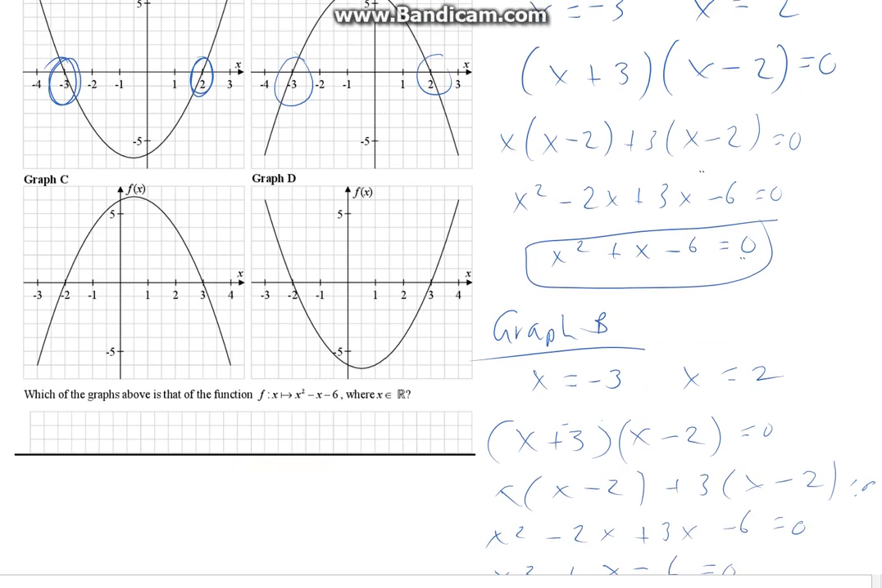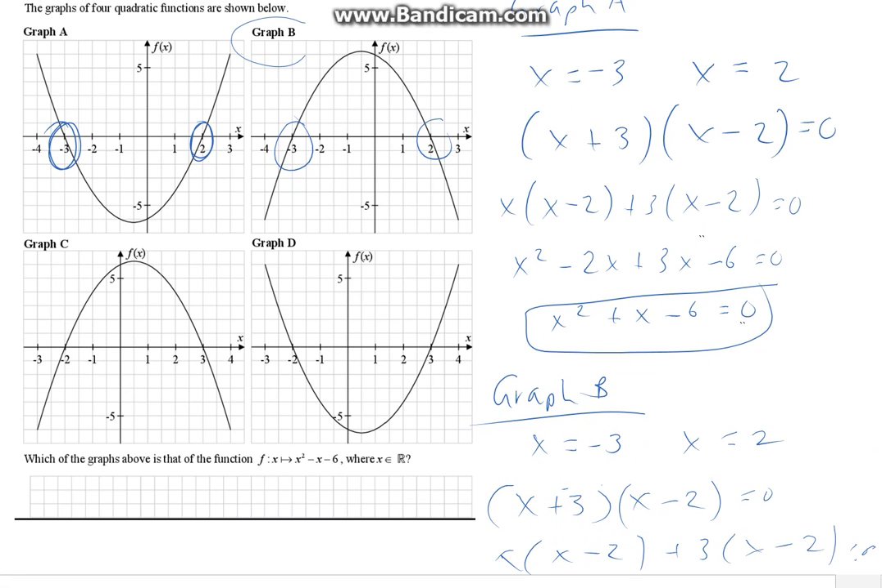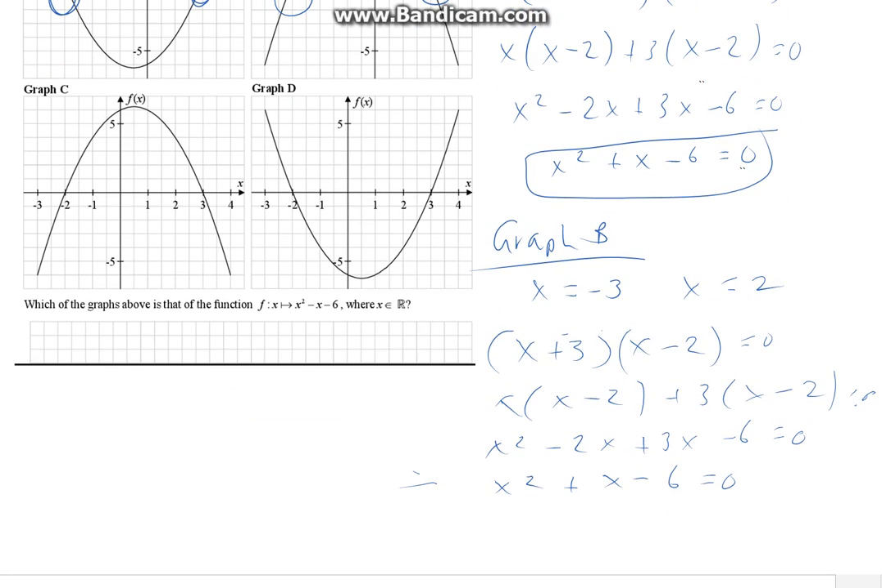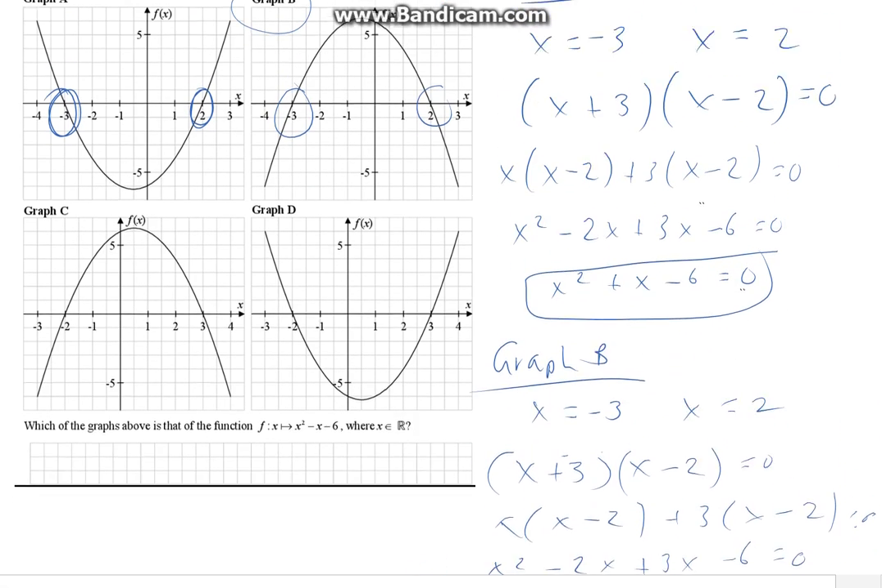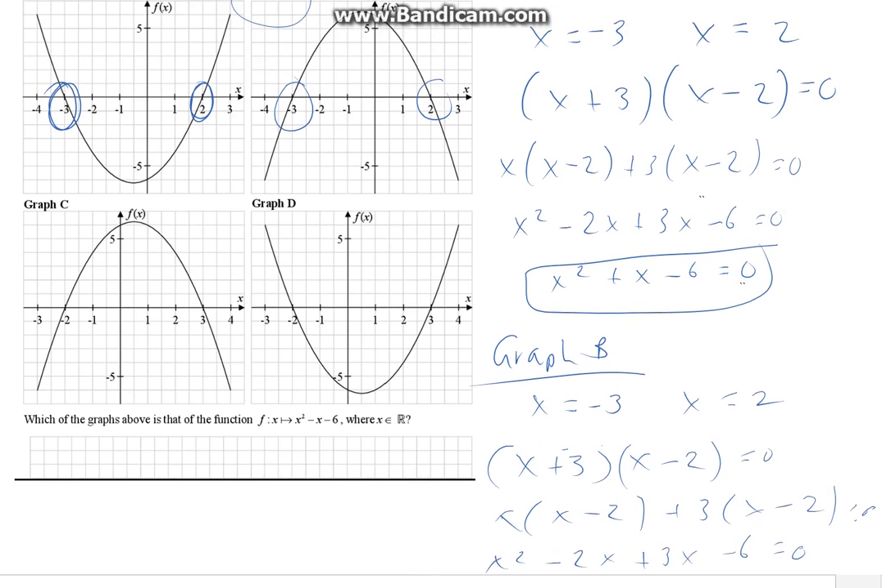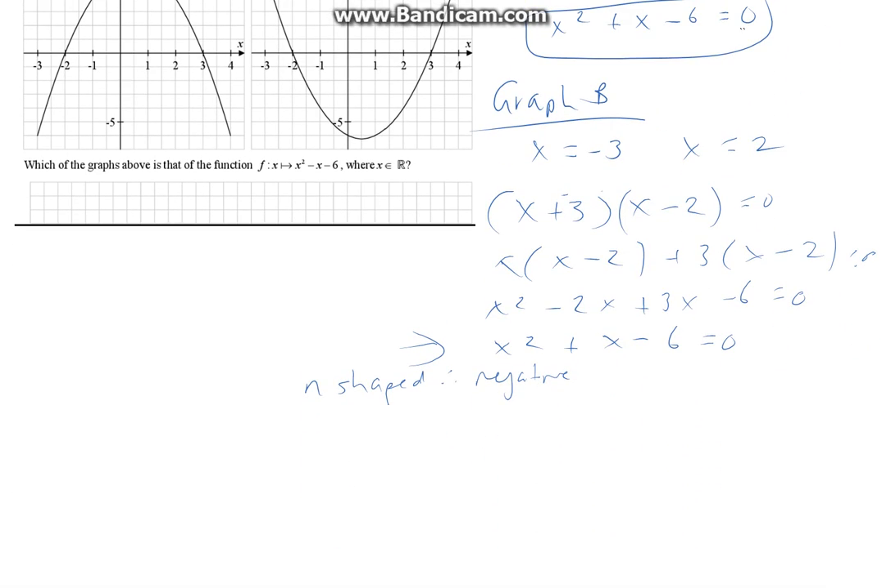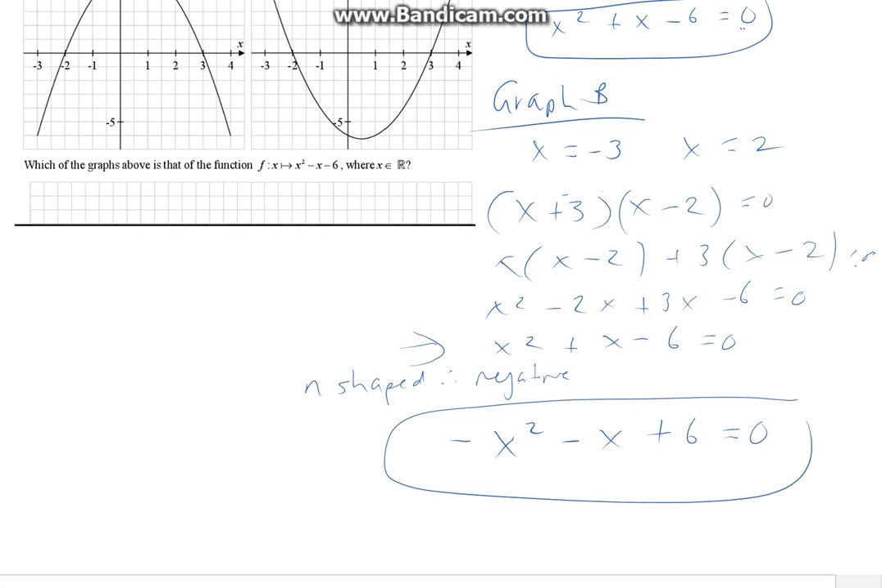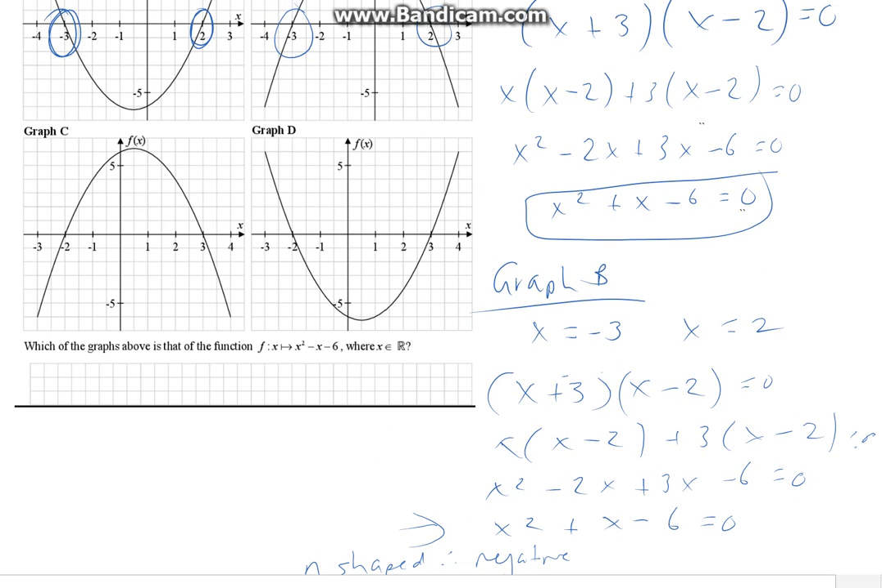Right, looking at graph B here, why is that not exactly right? We know graph B is what shape? It's n-shaped. Therefore it's negative. Therefore we know that the x squared has to be negative. In this case it's positive, so we have to change the sign of the x squared. If we change the sign of the x squared, you have to change everything in it. So minus x squared minus x plus 6 is equal to 0. And that's the equation of graph B. Graph C will also have a negative x squared, and graph D will have a positive x squared.